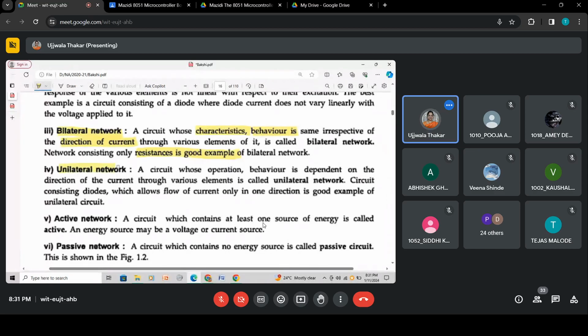Unilateral network: the circuit whose operation or behavior is dependent on the direction of the current through various elements is called a unilateral network. A circuit consisting of diodes, which allow the flow of current in only one direction, is a good example of a unilateral circuit.